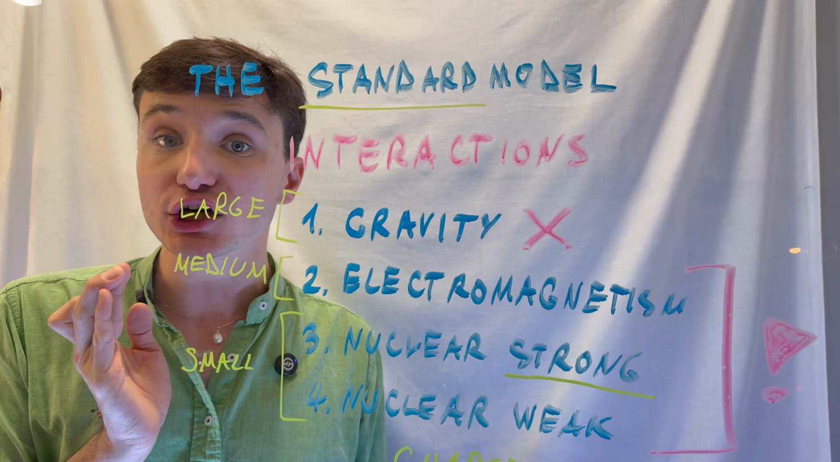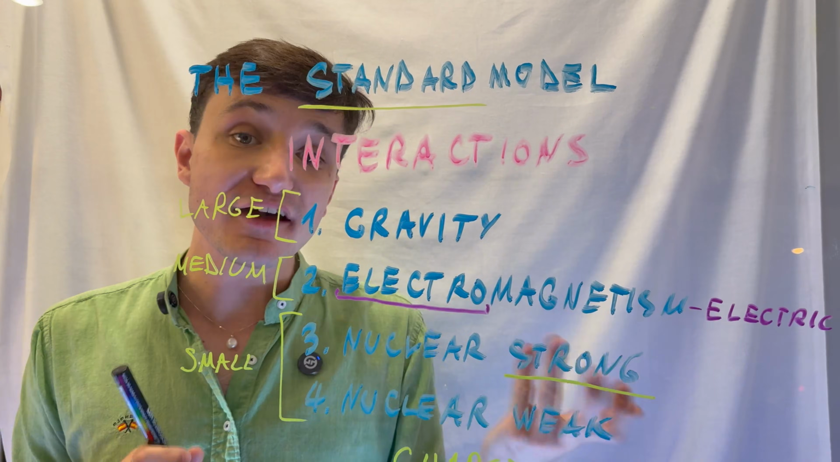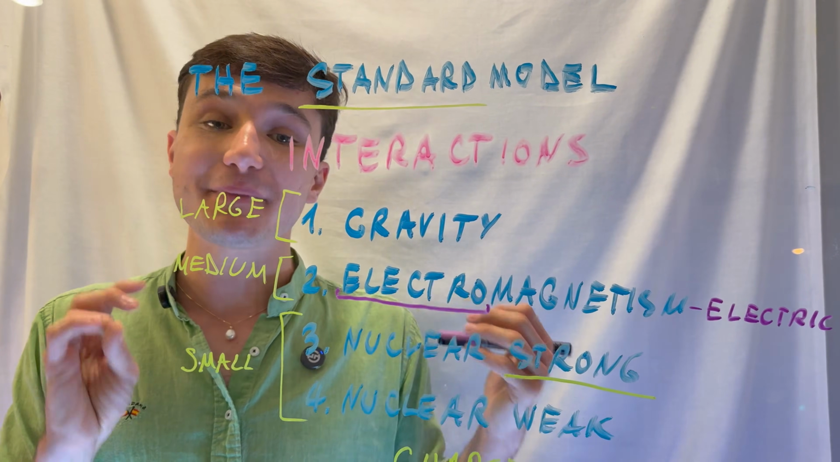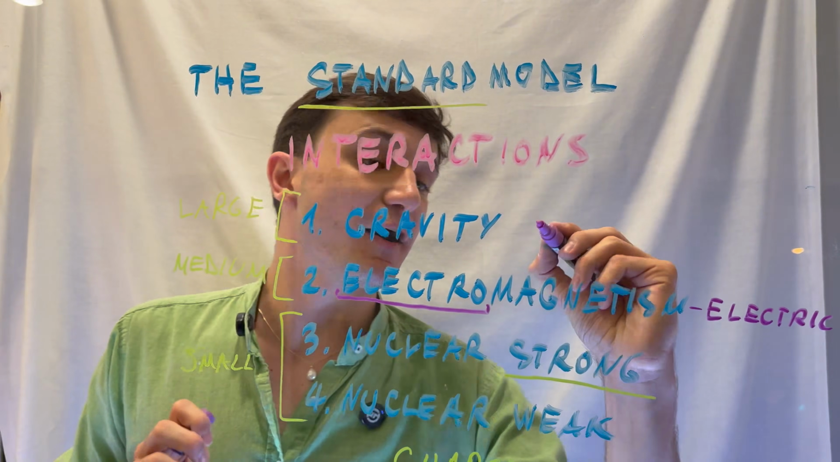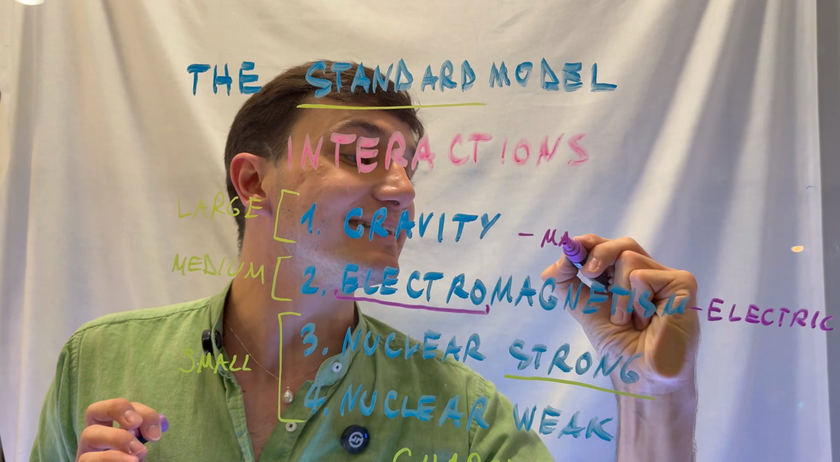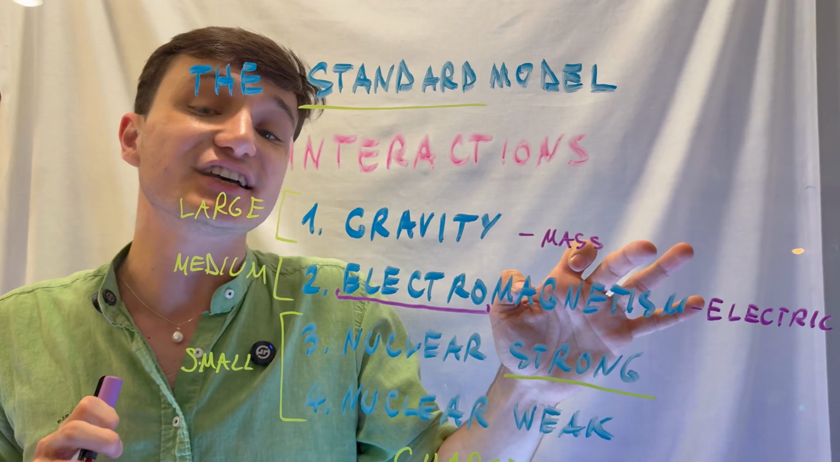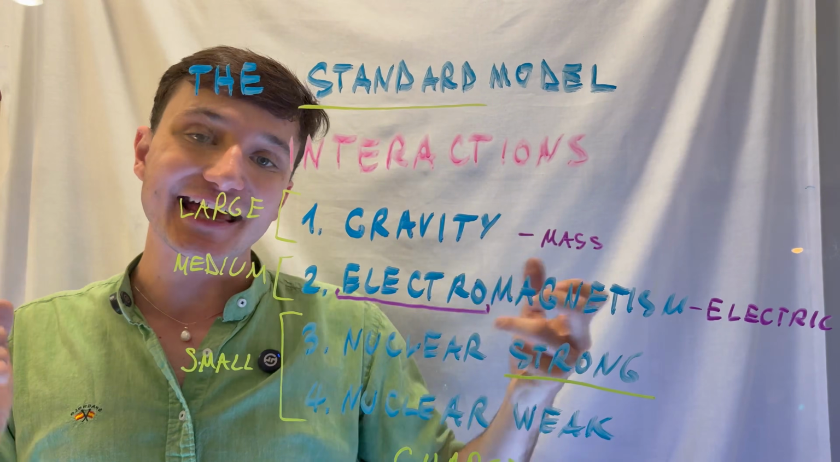You have already heard of an electric charge, right? If a particle has electric charge, then it can interact through the electromagnetic force. If a particle has mass, then it can interact through gravity. So mass, we believe to be the charge of the gravitational interaction.